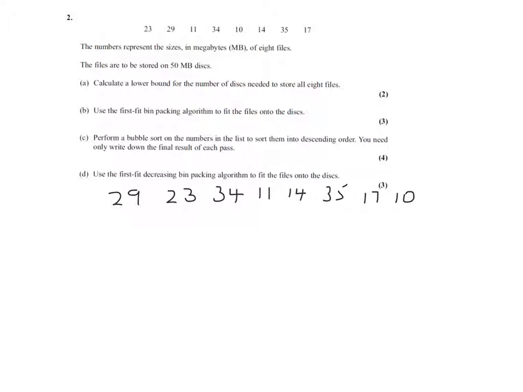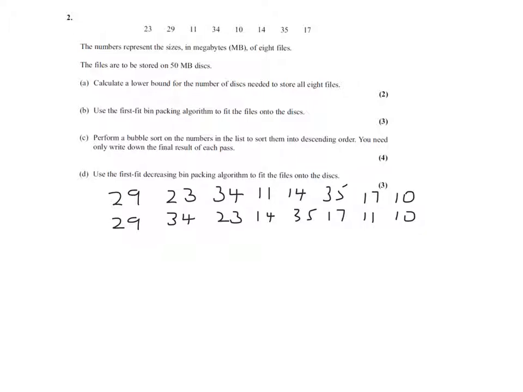29 with 23, that's okay, that's descending. 23 with 34, no, that's not okay. We need to be in descending order. So 23 with 11 is okay. But 11 with 14 is not okay. 11 with 35 is not okay. 11 with 17 is not okay. 11 with 10 is okay. So at the end of the second pass, we've got the two smallest numbers on the right hand side.